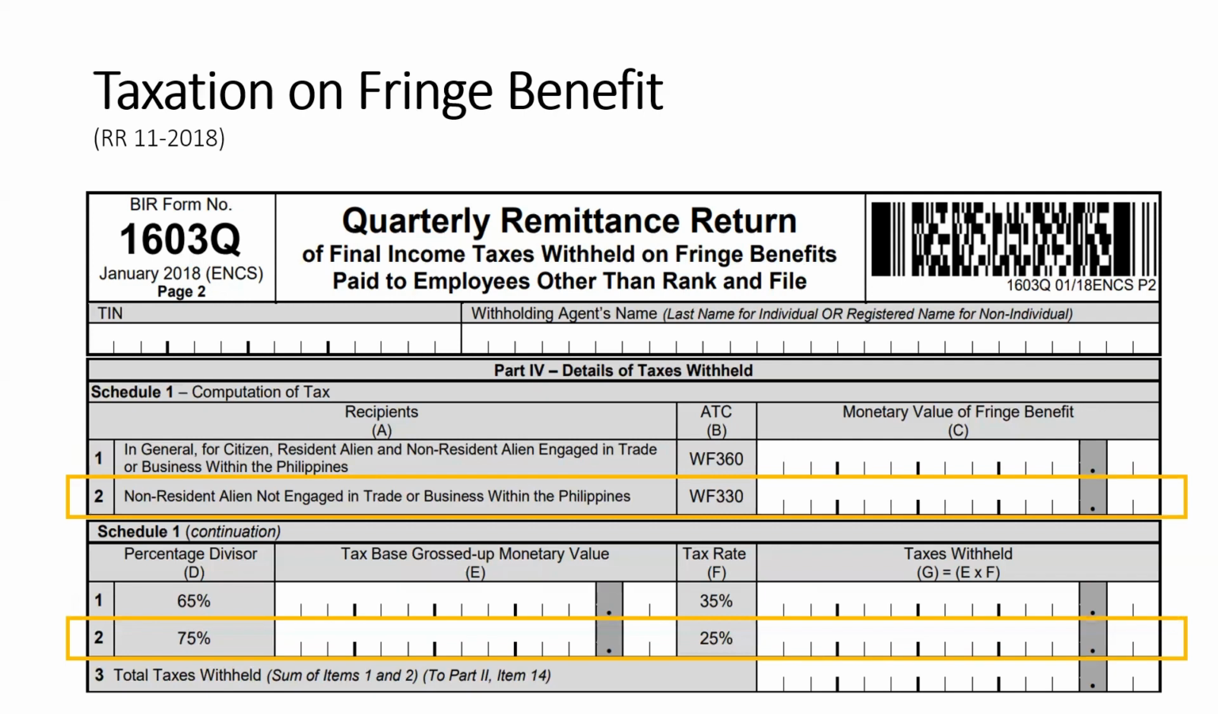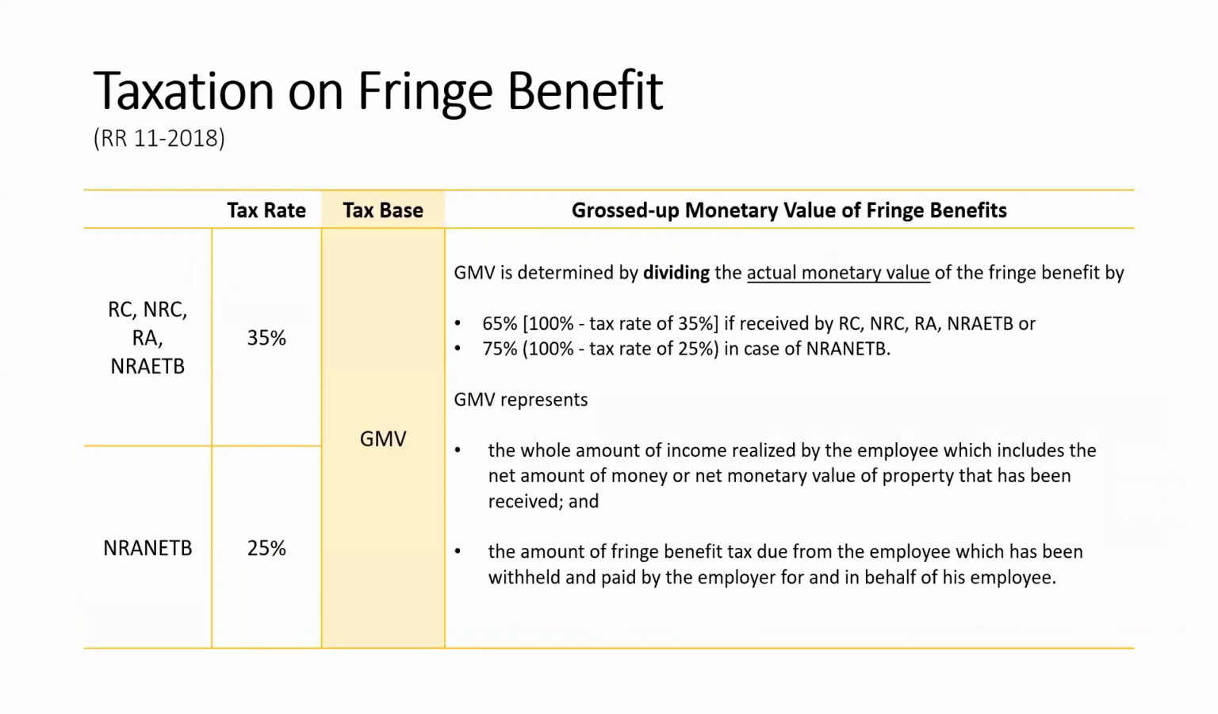We do not really need to explain why 75 or 25, right? Although we showed earlier that it is the difference from 100. So 65 is 100% minus 35%. Sir, where did the 35% come from? Look at the tax table. The highest tax rate is 35%. But for non-resident alien not engaged in trade or business, 25% is the applicable tax rate for them, right?